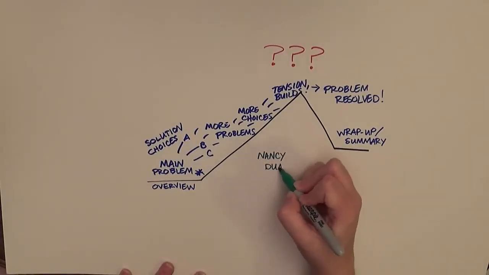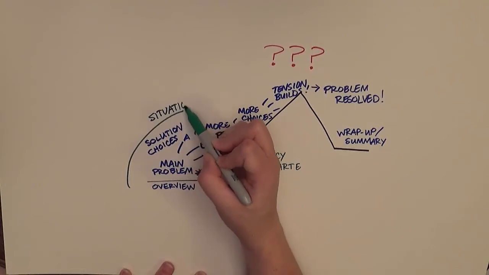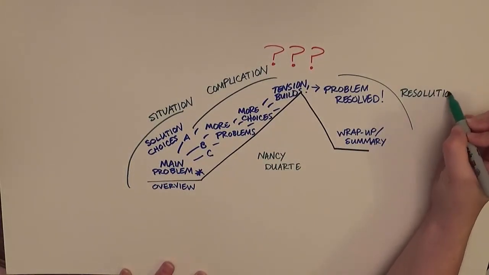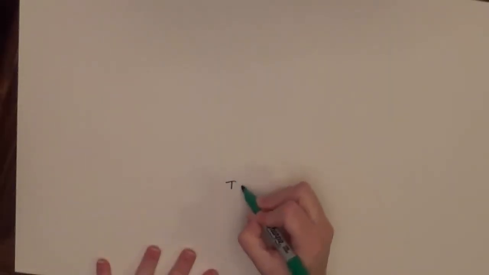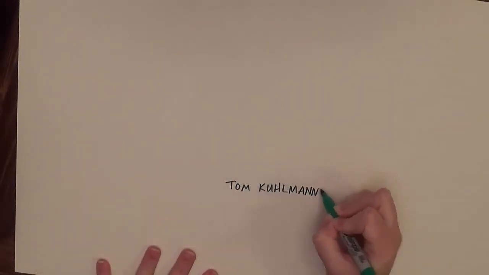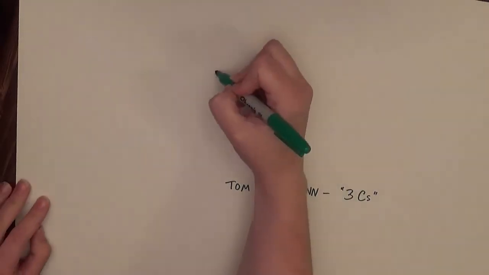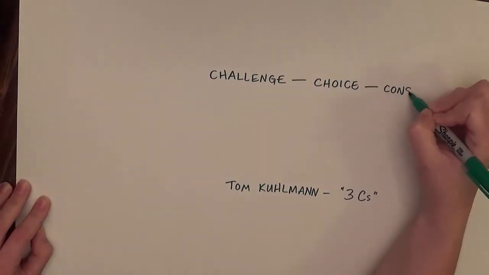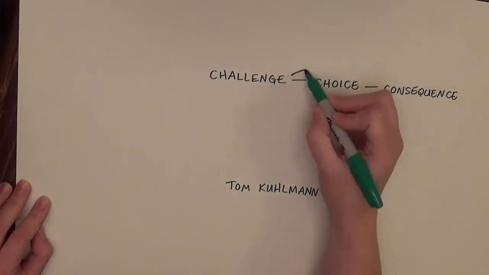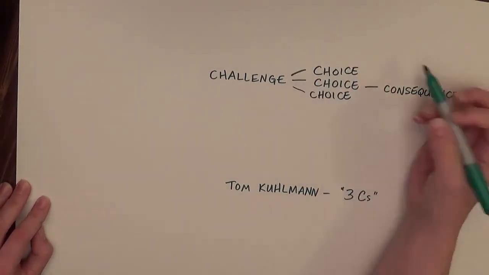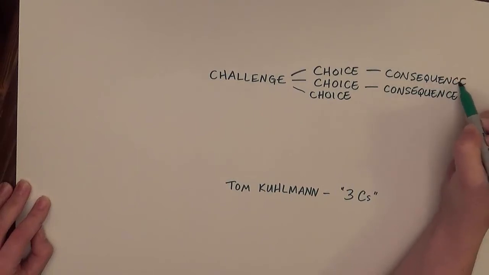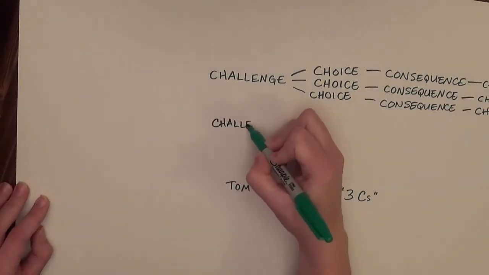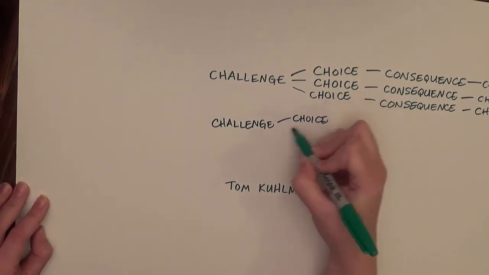Nancy Duarte boils story structure down to 3 stages she calls situation, complication, and resolution. Tom Coleman of Articulate's Rapid E-Learning blog uses a model for scenario development that he calls the 3 C's: challenge, choice, consequence. In this model, you present the learner with a challenge, he makes a choice, and that choice has a consequence. Each consequence could lead to a new challenge, and you could end up with complex branching.